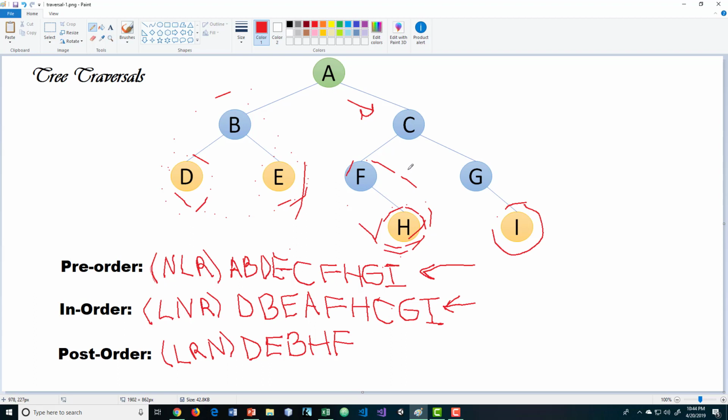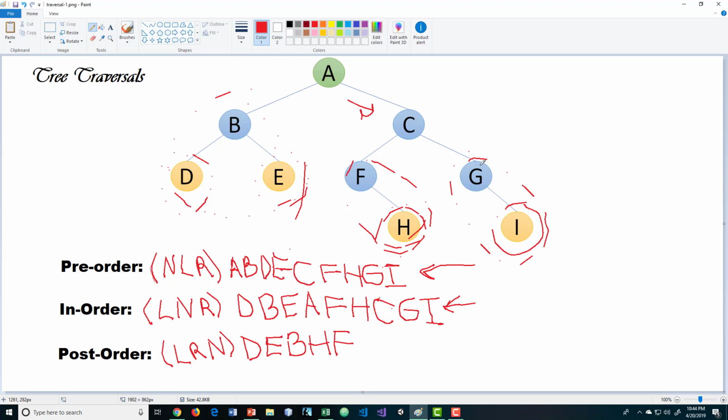Well, I just got done visiting my left subtree. Have you visited your right subtree yet? Because we know you can't write yourself until the very end after you're done with your left and your right. So C says, well, I'm done with my left subtree, but I haven't visited my right yet, so I got to go this way. So now we zoom in.